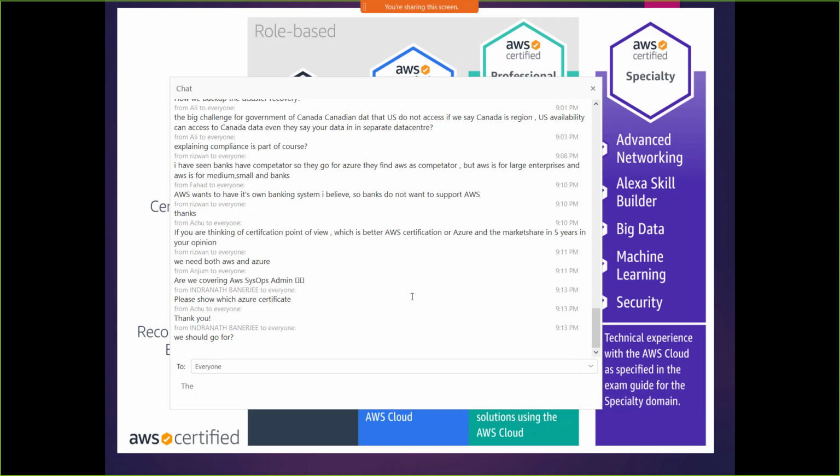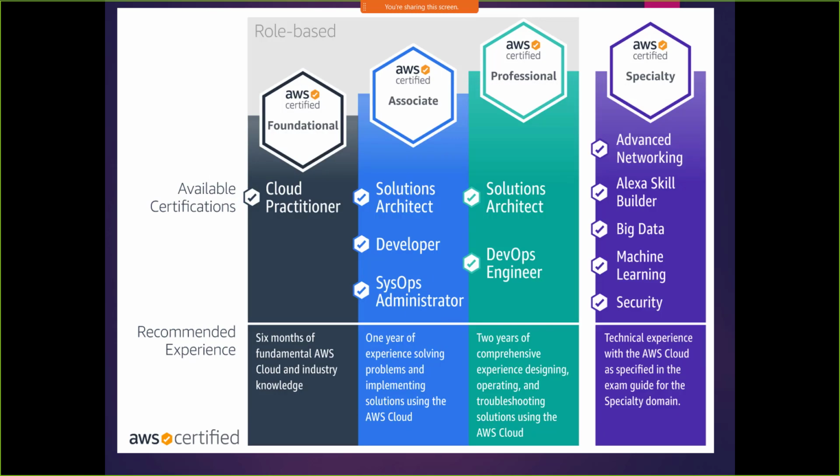So Anjum was saying, are we covering AWS SysOps admin? Anjum, we are covering solutions architect here, and we're not totally covering SysOps administrator, but if you go through the solutions architect labs, SysOps will be easier for you to do, because the labs here are tough, they are complicated. But once you go through them, and I'll make sure that you get the recording, you have step-by-step labs for that. If you really work hard on that, SysOps will be easier for you to go for.